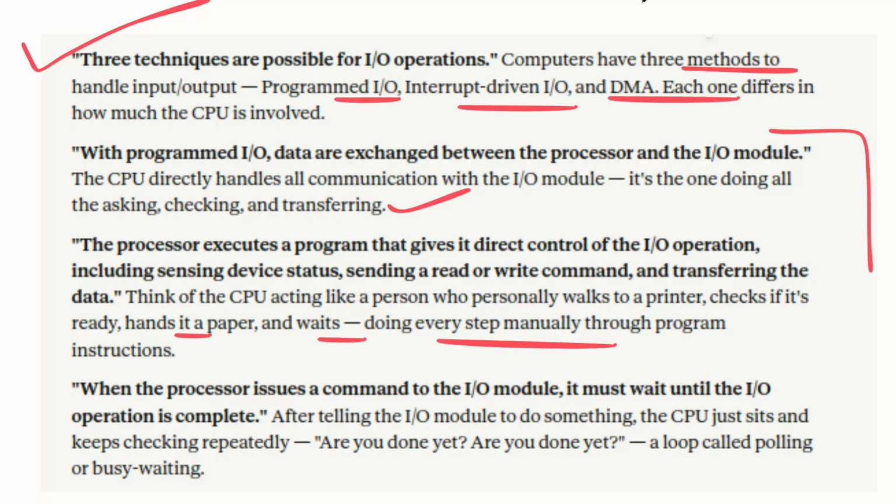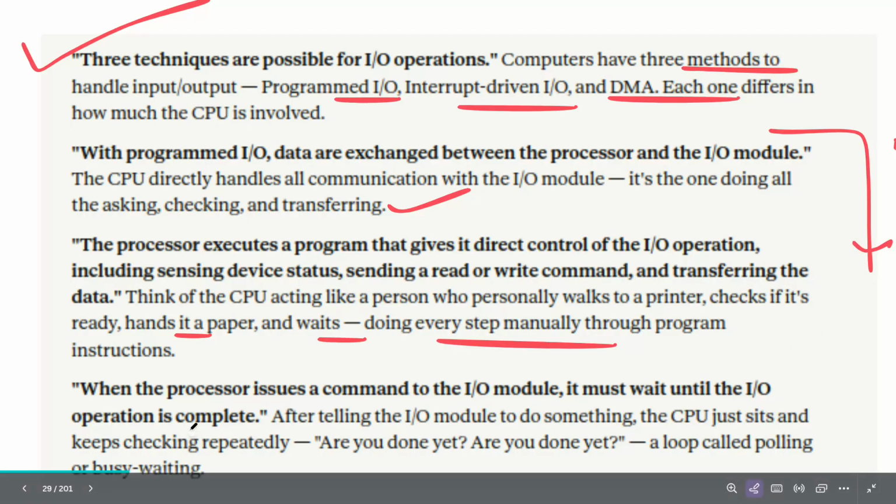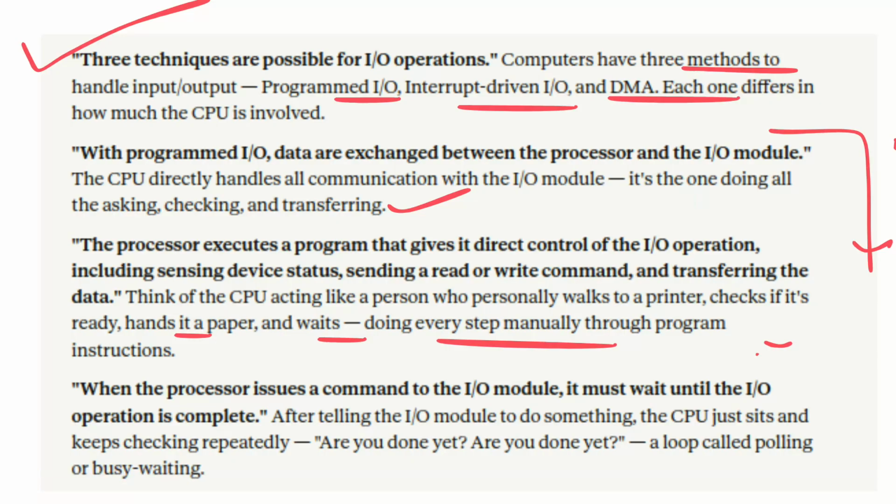When the processor issues a command to the IO module, it must wait until the IO operation is complete. After telling the IO module to do something, the CPU just sits and keeps checking repeatedly: are you done? Are you done yet? So a loop is basically created here, and that loop is called polling or busy waiting. The processor would issue a command to the IO module.